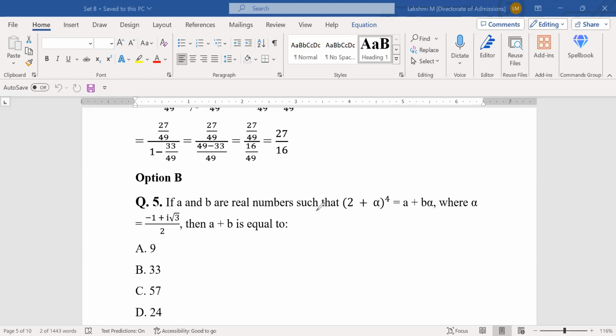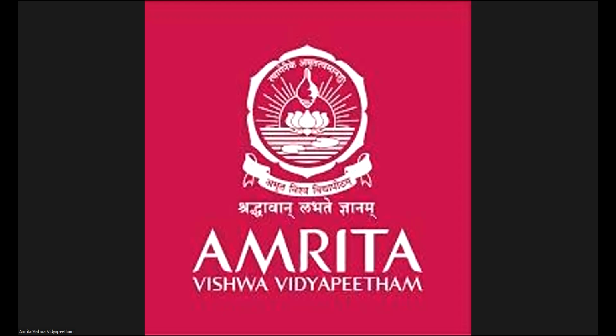So if a and b are real numbers such that (2 + alpha)^4 = a + b alpha, where alpha is equal to (-1 + i root 3)/2, what is a + b? So I'm just going to stop share for a moment. And yes, requesting everyone to solve this question, and we'll just resume. Okay.